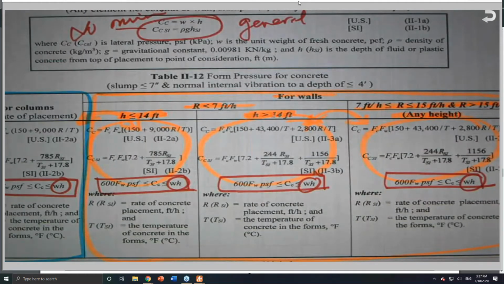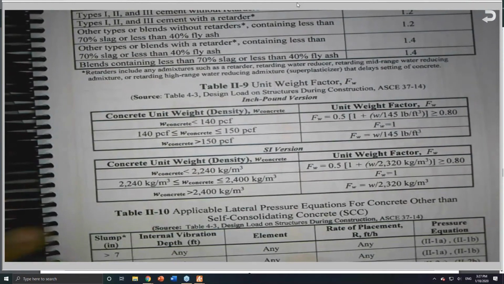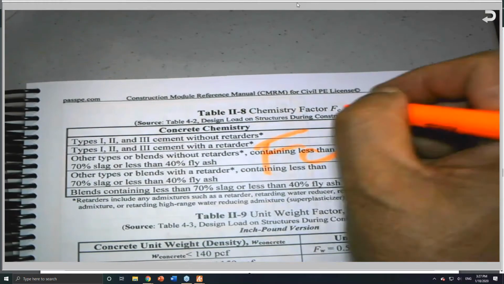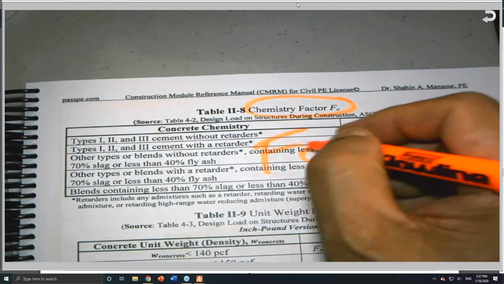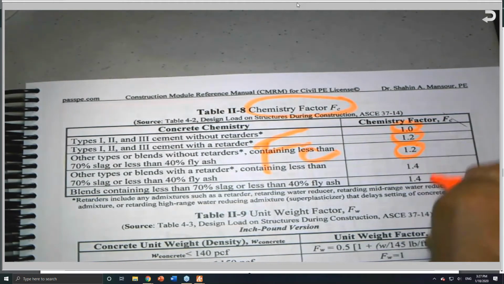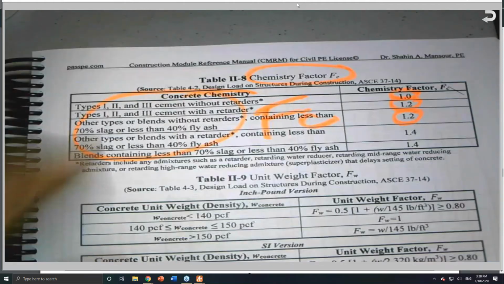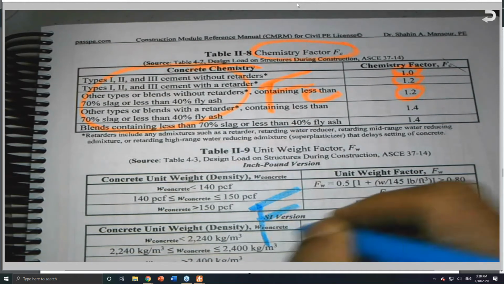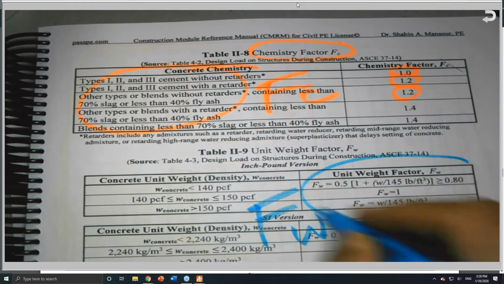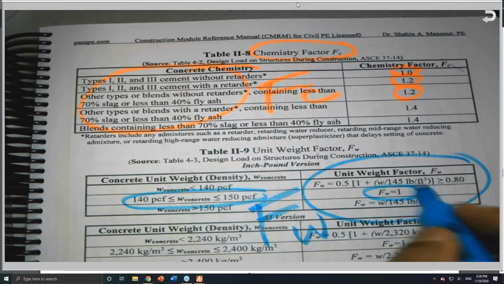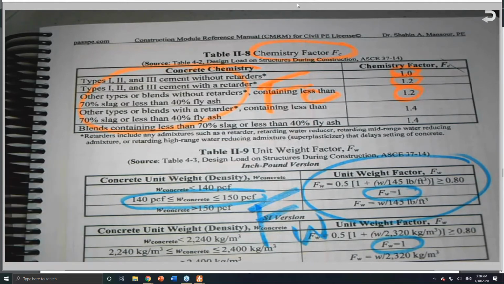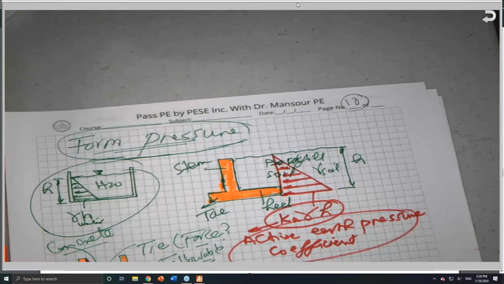They came up with adjustment factors: for the chemistry, which is F sub C, and F sub W is the unit weight. Go to the previous page, page 181. This is the F sub C. It's called the chemistry factor. It could be 1 or 1.2, and so on, based on the chemistry. The other one is F sub W, the unit weight. If the unit weight is different from this, which is 1 here, I can adjust it. So we do have a concrete. He told you it is 155. So right now I can adjust.